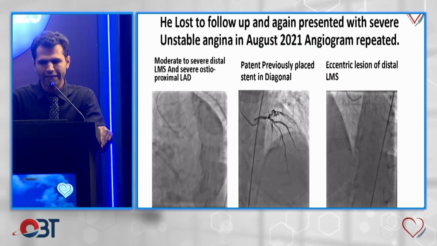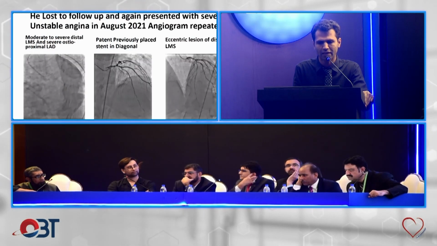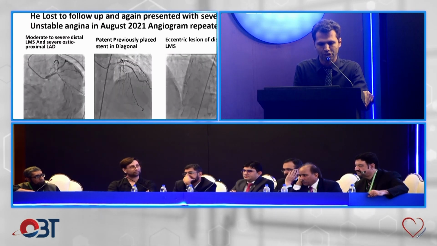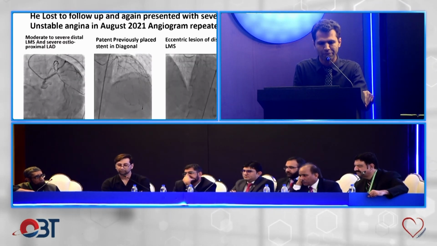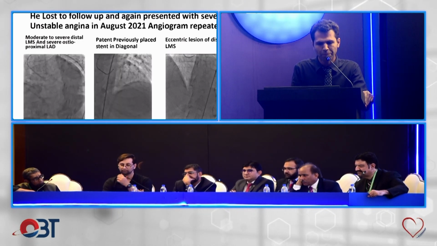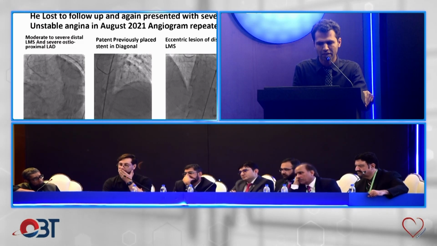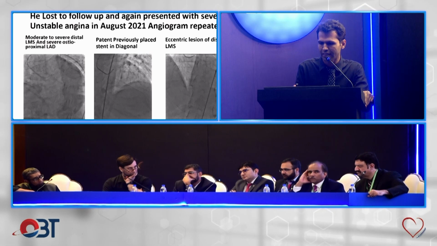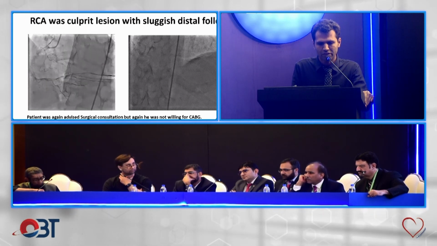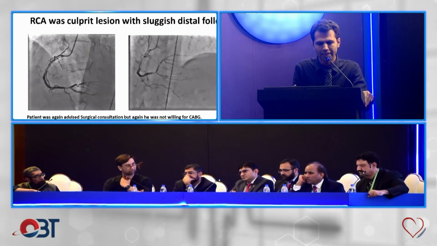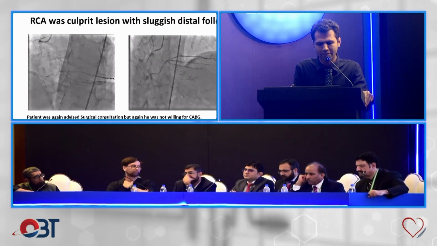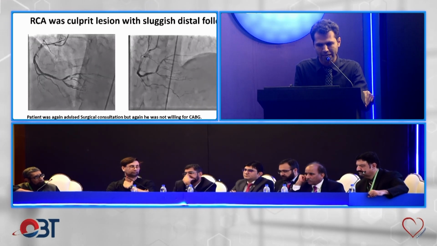The patient lost follow-up and again presented with severe unstable angina in August 2021. Angiogram was repeated. These are the angiographic pictures showing moderate to severe distal left main stem stenosis and severe ostioproximal LAD disease. The patient had previously been stented in the diagonal, and there was an eccentric lesion of the distal left main stem. There was sluggish flow in the RCA, and this was the main culprit lesion in this case. The patient was again advised surgical consultation, but again he was not willing for CABG.